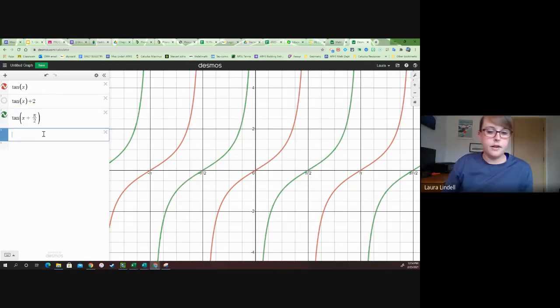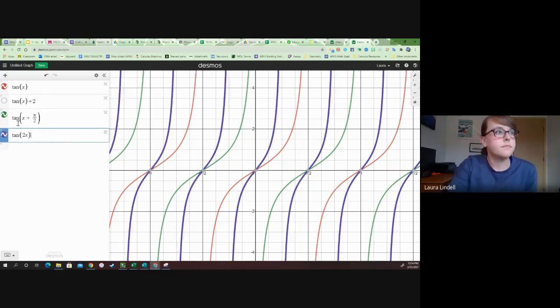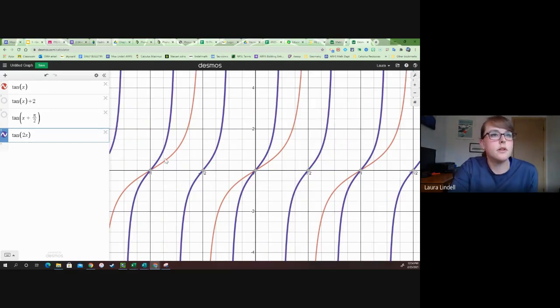Or if we did tangent of 2x. Well, now there's more of them. So that changed the period. That makes it repeat more often. And that's what changes the asymptotes too. It moves the asymptotes around. Using phase shift like this can also change the asymptotes. Phase shift and the period change are what kind of changes where the asymptotes are located.